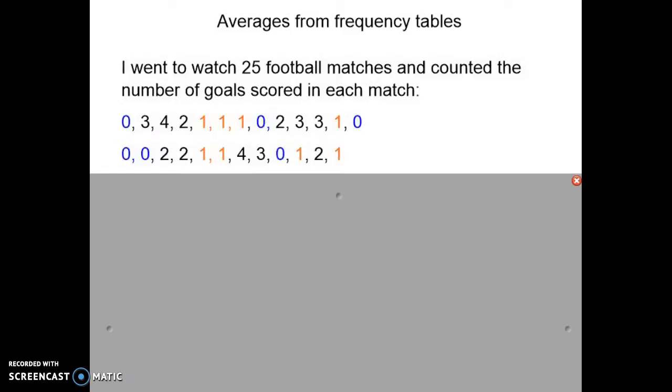Here's some typical data that we might find in a GCSE question. 25 football matches watched. We've counted the number of goals scored in each game and listed them out. What we're now going to do is put this data into a frequency table and calculate mean, mode, median and range from the table.